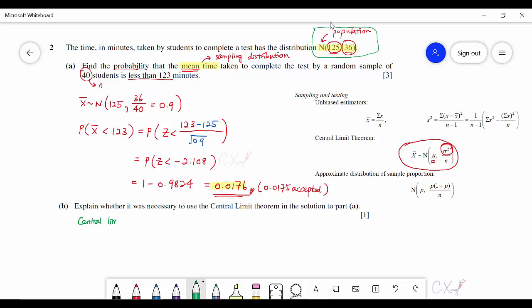So the central limit theorem is not used in part A. All right, it is because the population is normally distributed. So when the population is normally distributed, no matter what is the sample size, the sample mean will still be normally distributed. And therefore, we are not going to apply the central limit theorem to ensure that the sample mean is normally distributed, right? Because the population is already normal, therefore the sample mean will be normal as well, regardless of the sample size. Okay, so this is how we answer question 2 part B.